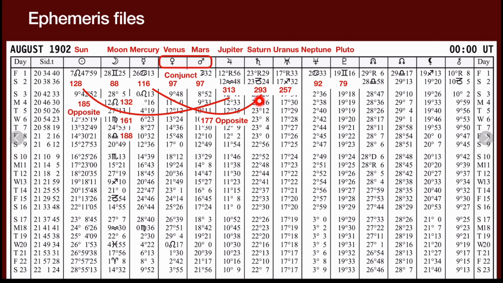Now we've got Saturn at 293 degrees and Mercury at 116. So they're 177 degrees apart and opposite. We've got Jupiter at 313 degrees and the Sun at 128. So they're 185 degrees apart, and again they're opposite. And both those examples, they're within that 6-degree orb. We've also got Venus and Mars, both at exactly 97 degrees, so they're conjunct.